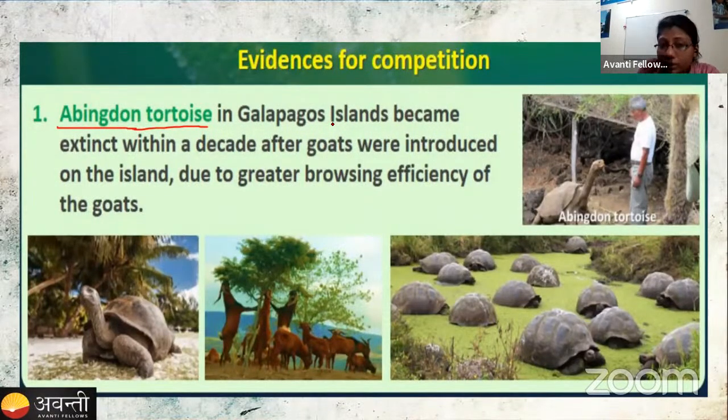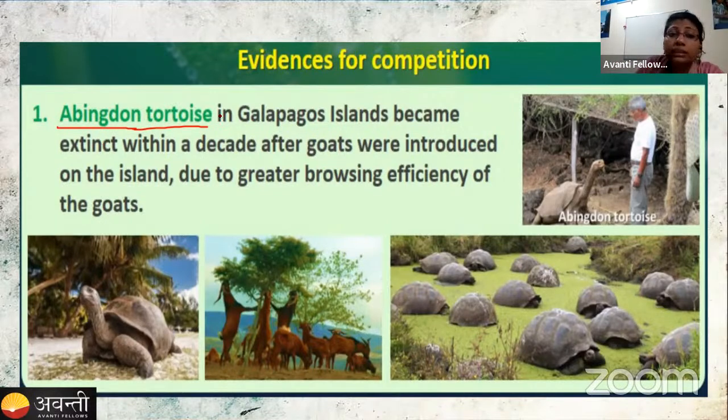Right, we have studied the Galapagos island name in Darwin's theory of natural selection. He went on a voyage for 5 years and ended up his voyage on reaching some island. That was the Galapagos island.